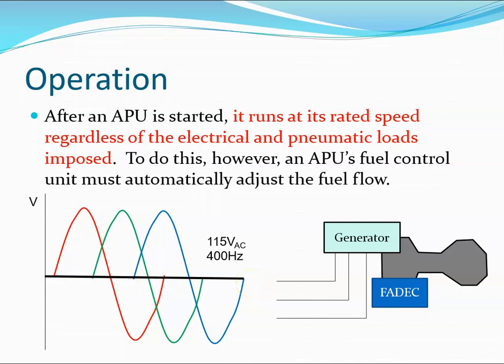One thing that an APU has in its control system is that it always runs at a particular speed. And once it's started, it will run at that speed regardless of the load on the engine. And the reason for this is one of the purposes of the APU is to drive the generators.